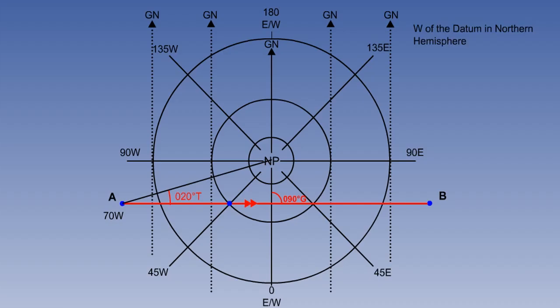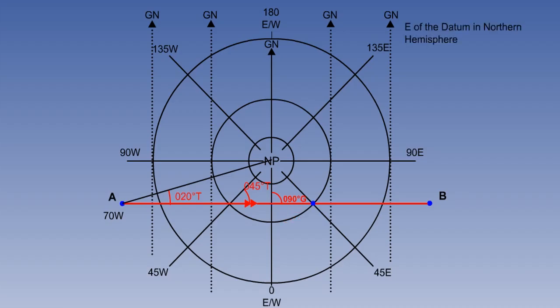Again, we are west of the datum. Convergence east, true least. The true track will be 45 degrees less than the grid. 090 grid minus 45 degrees gives us a true track of 045. As we pass the datum meridian, the true and grid tracks are the same.